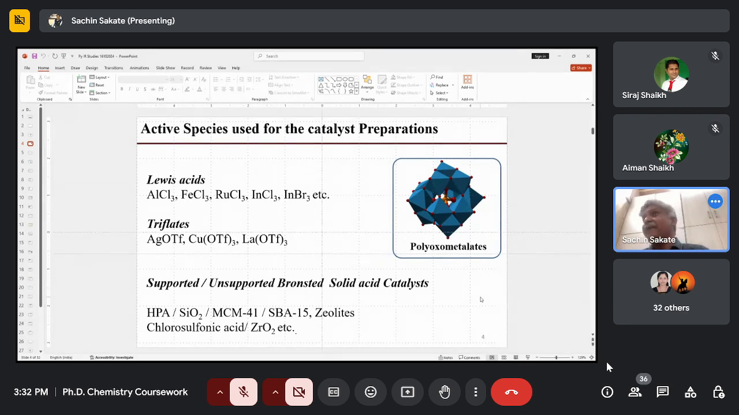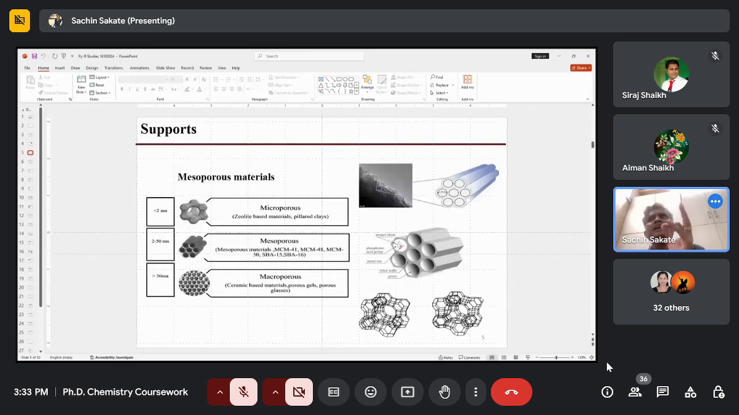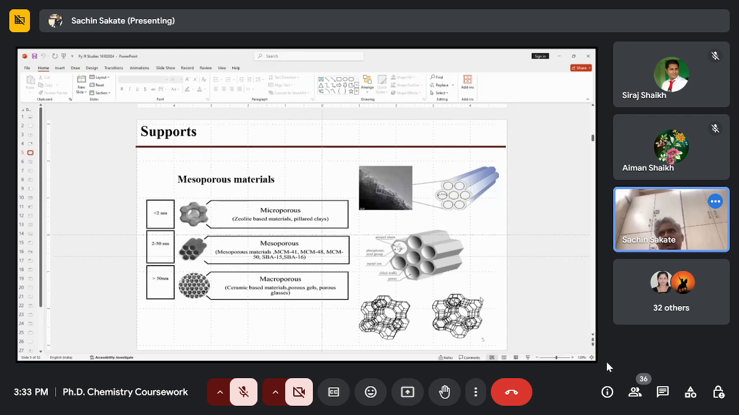Now, support plays a very important role in heterogeneous catalysis. Everybody knows that. So we will focus on the supports, what the supports actually are. Supports are basically designed with a very good pore size. The pore size distribution is microporous, mesoporous, and macroporous. So microporous supports, mesoporous supports, and macroporous supports.